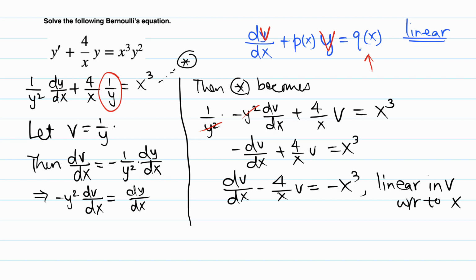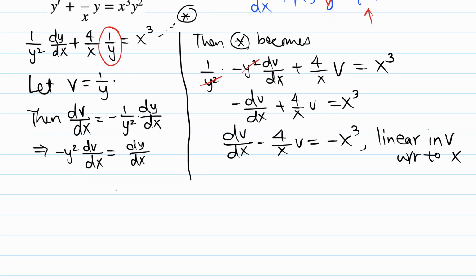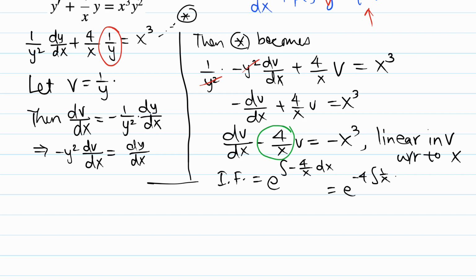So this is linear in v with respect to independent variable x. Okay, to solve, we're going to find the integrating factor. So the integrating factor is e raised to the integral of whatever we have in front of v. So in this case we got negative 4 over x dx. Oh, there is a negative sign, so negative 4 can be pulled to the front, 1 over x dx. So e raised to negative 4 times the antiderivative of 1 over x dx, which is natural log of x.